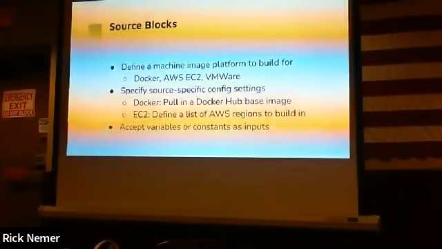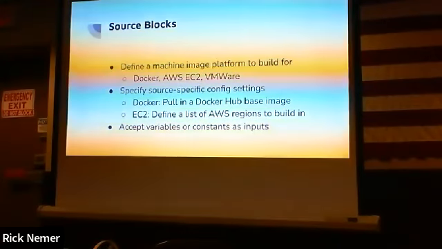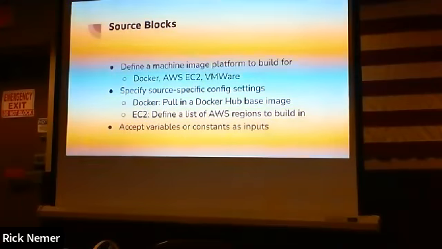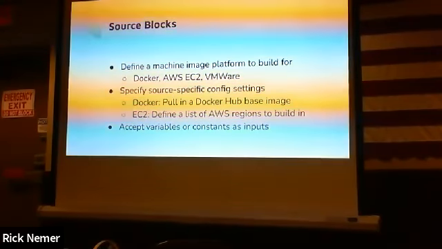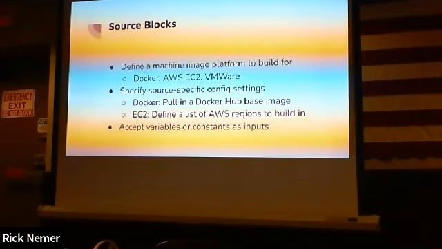So the first block we've got is a source block, and that simply defines the machine image platform we're going to build for. We want to build for Docker, AWS EC2, VMware, what? There are also certain source-specific configuration settings. So depending on the source, you may be able to set additional options as well. I typically deal with Docker and EC2, so I've got a couple of examples of these here.